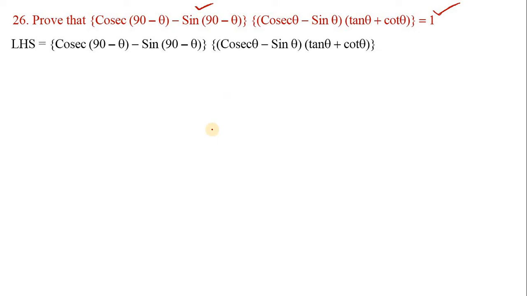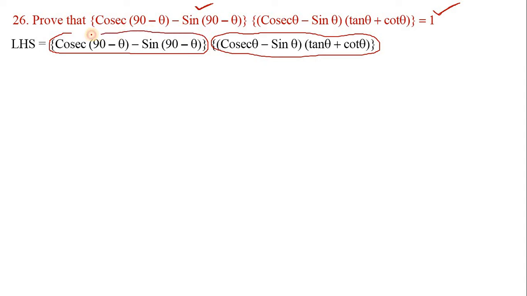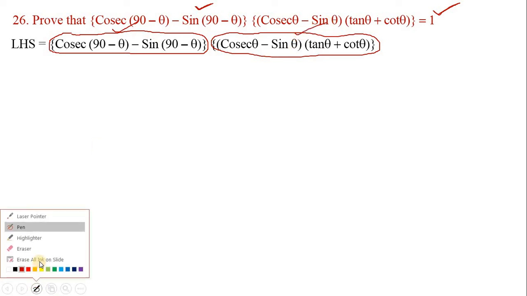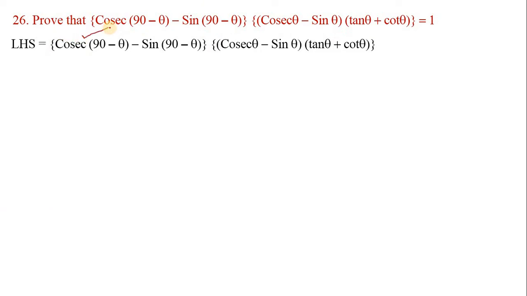So next what you can do, see, compared to these ratios, all these ratios are in trigonometric ratio form, but these are in complementary angle form. These are in complementary angle form. Hence, convert these into trigonometric ratio form. So here cosec(90 minus theta) we can write as sec theta, and sin(90 minus theta) we can write as cos theta, and the remaining you write as it is.